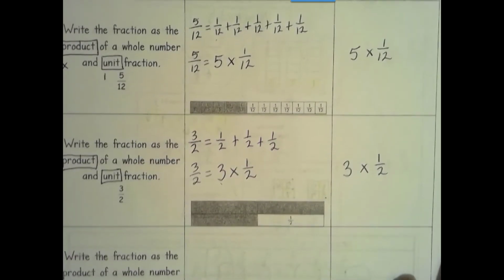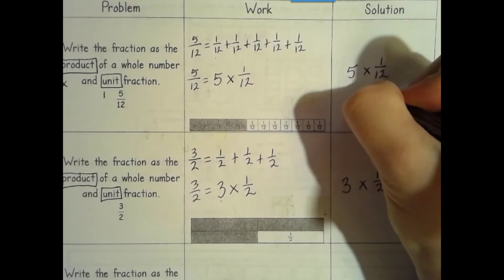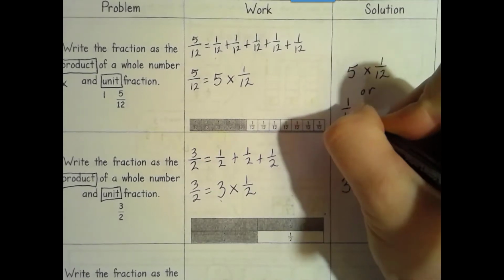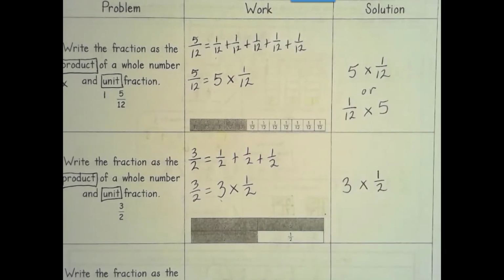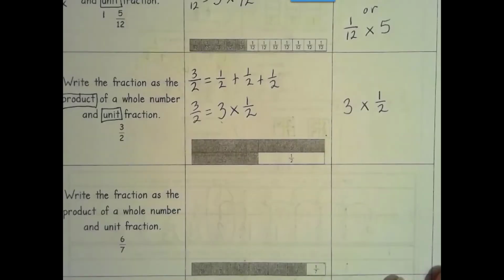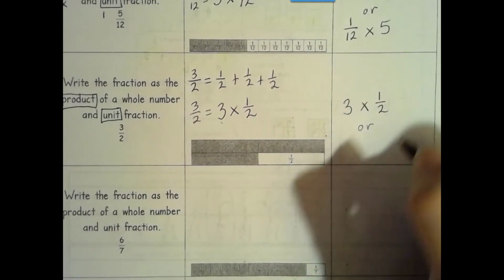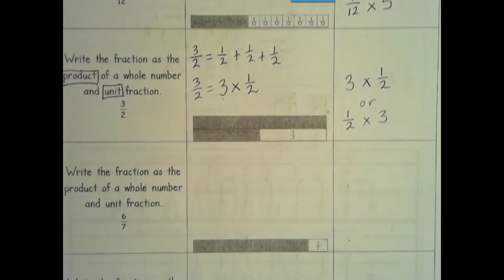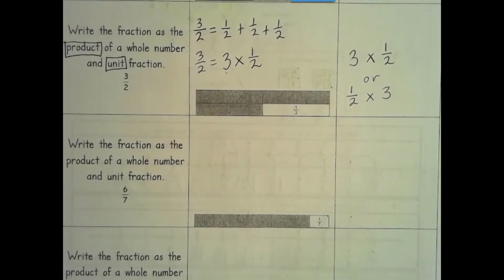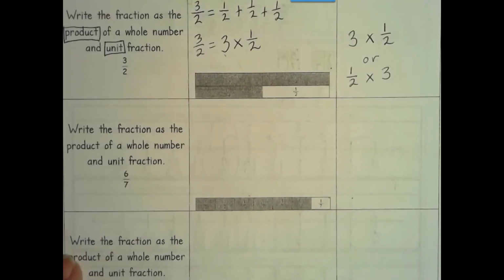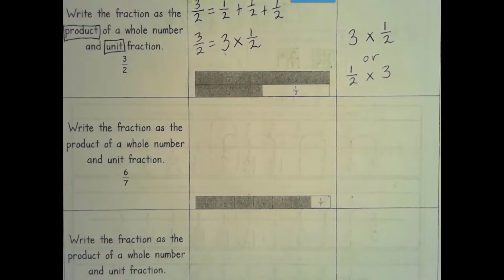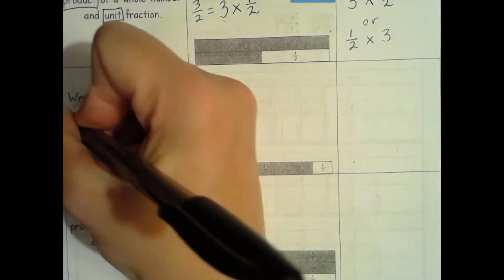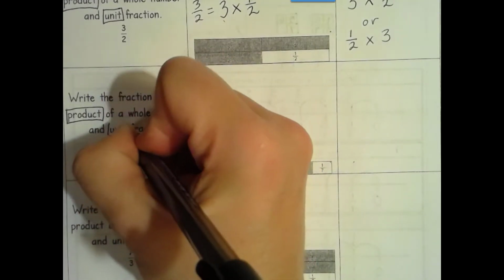I do want to show you, you can also write it using that commutative property this way. So just remember, because of that commutative property, you can change the order, because it doesn't matter how things are being joined together; once they're all together, the total amount will stay the same. It's when you're taking out groups that you have to be careful of the order. Okay, again, we're writing a product of a whole number and a unit fraction.